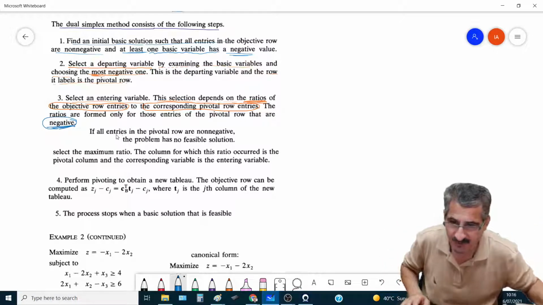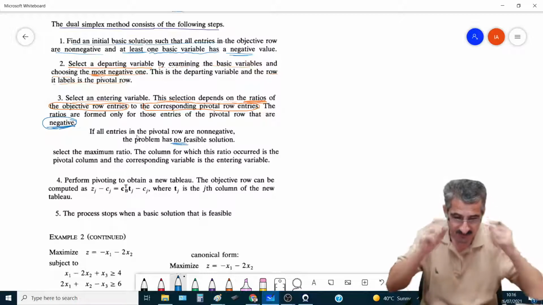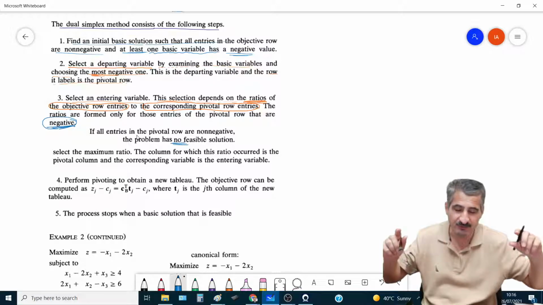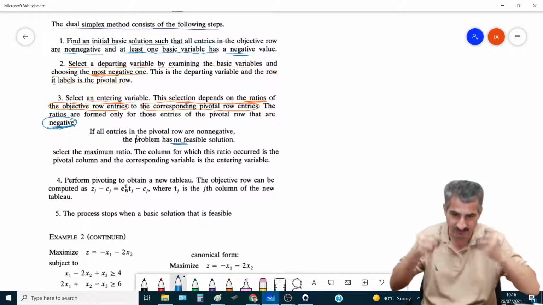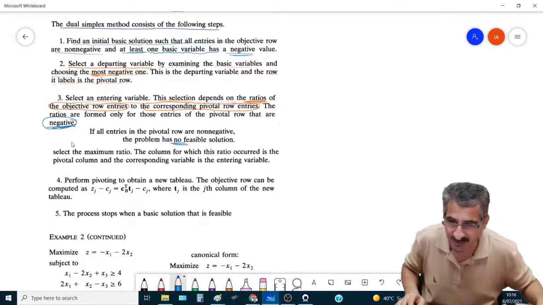Now what happens if there is no negative number in the pivotal row? Then we have the conclusion that the problem has no feasible solution, and we are done. Now what if this is not happening, and some entries are negative?